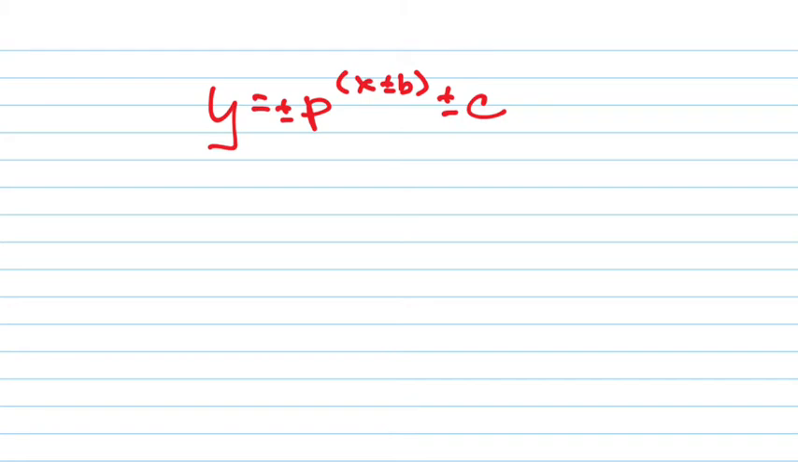Now, you don't have to have something added or subtracted from your x. You don't have to have a c. Your p can be either positive or negative. It just changes the direction of the graph, up or down.